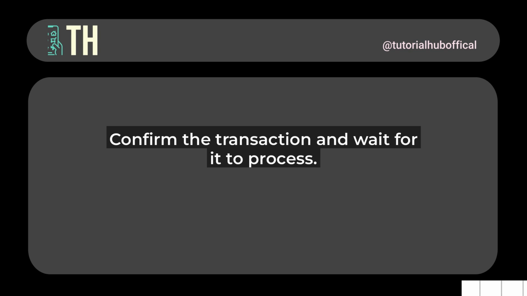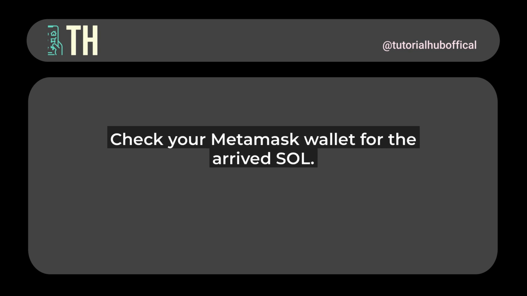Step 4. Wait for the transaction to process. Blockchain transfers can take a few minutes to an hour, depending on network congestion. Once it's done, check your Metamask wallet to see your Sol arrive. Pro tip. Always use a small test amount first to ensure everything works smoothly and to avoid any potential losses.